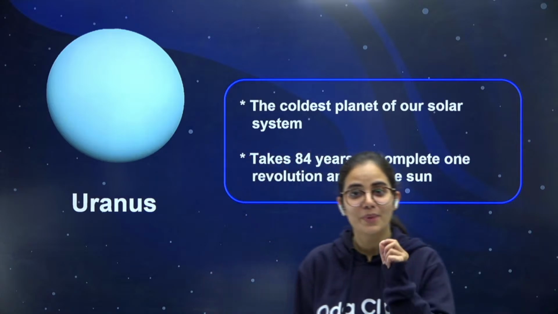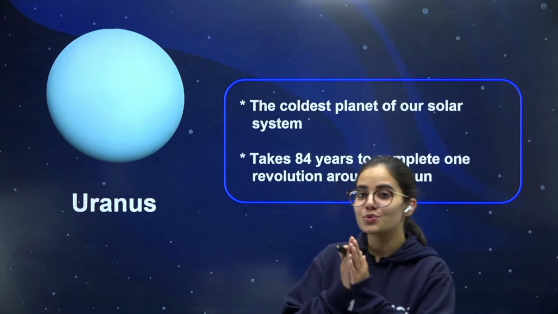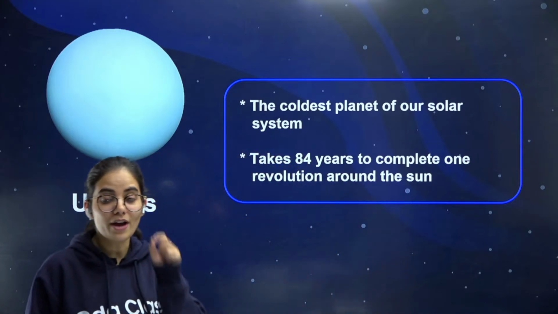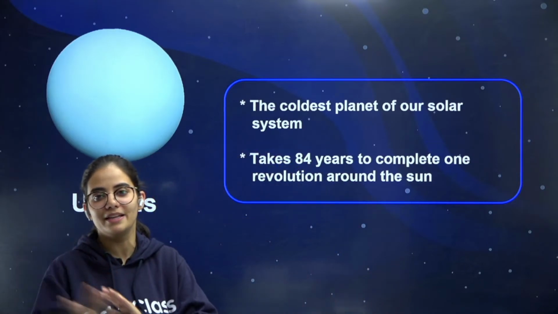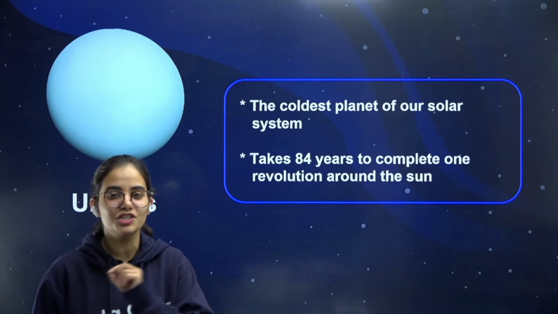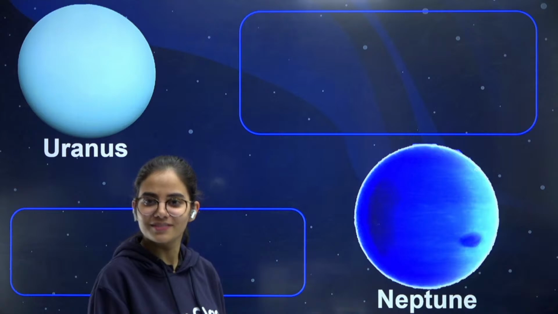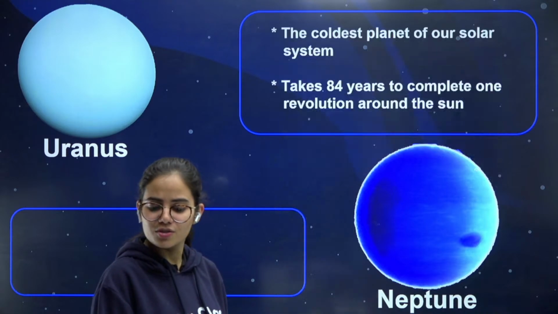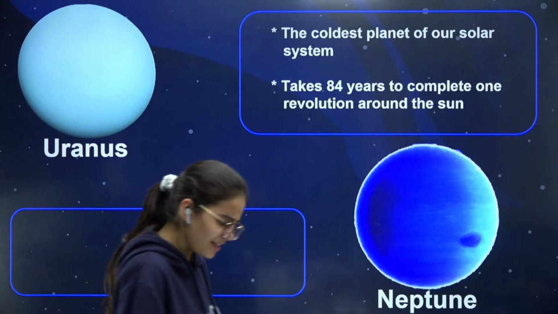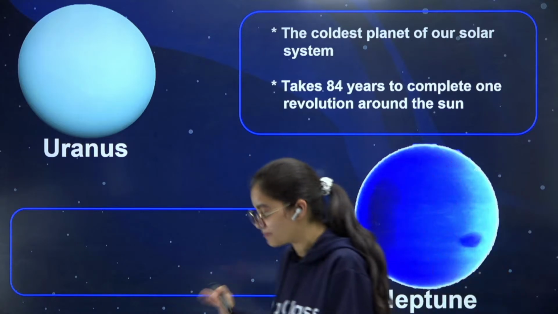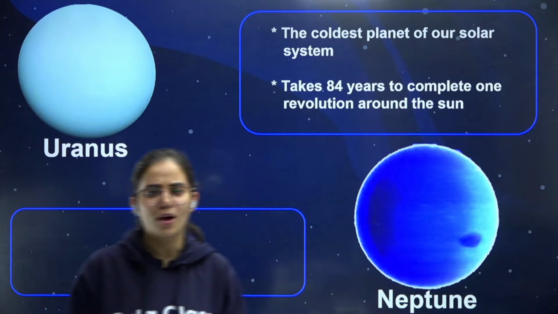I hope you are paying attention to the number of days or years one planet takes to complete that one round. It changes with every single planet. Which one's the last one? Oh yes, that's Neptune, right? So can you give it a guess? Can you tell me how long this last planet Neptune will take to complete that one round?